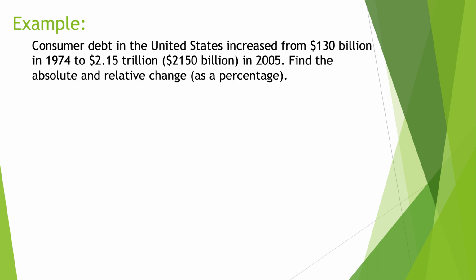It increased from $130 billion in 1974 to 2.15 trillion in 2005. That's an astronomical number. We're now at 2021. Can you only imagine what that number is? Well, you're not going to have to imagine for long because we will talk about debt a little bit later when we cover the longest chapter in the book, which is money management. Super important chapter, especially for a teacher. Find the absolute and relative change as a percentage. Go ahead. Stop and start.